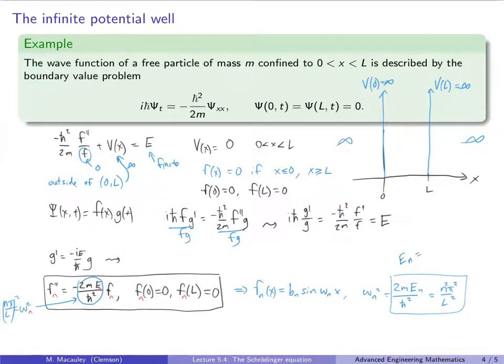En equals h bar squared pi squared n squared over 2m L squared. And so think of these as the allowed energy levels. Again, if you've taken chemistry, you've learned about electron clouds, and they exist at certain quantum states or energy states. That's what these are.